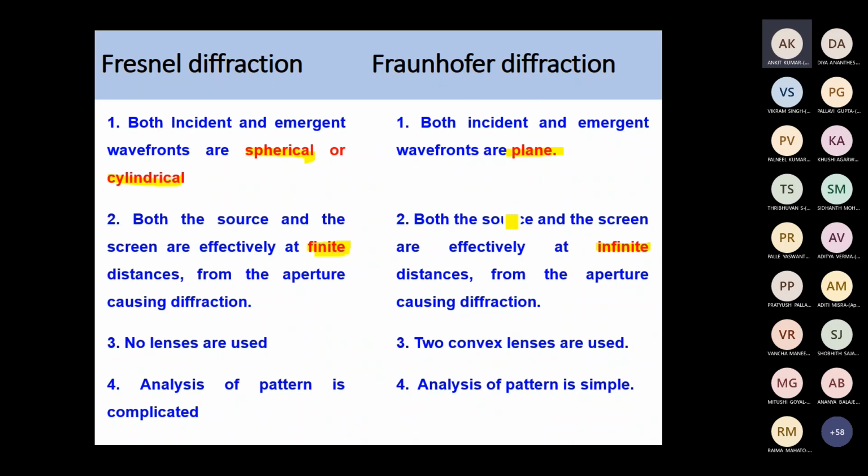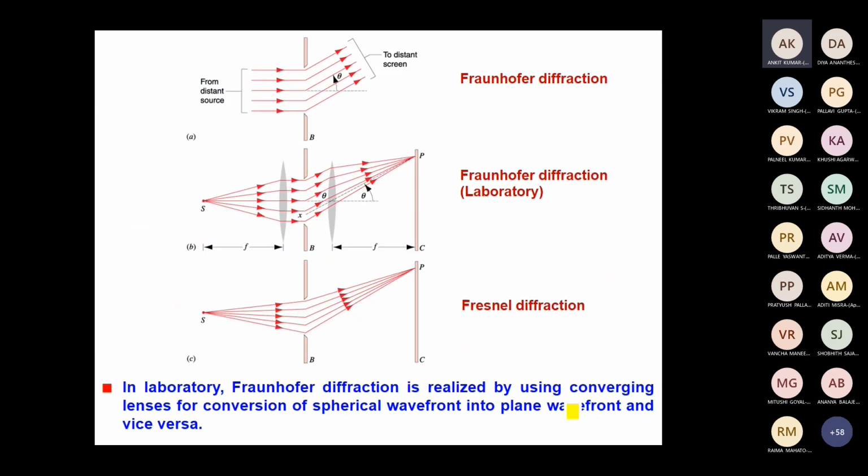One is the Fresnel type of diffraction, another one is the Fraunhofer type of diffraction. Both incident and emergent wavefronts are spherical here, and here they are plane. You have the source and screen at finite distance here, and at infinite distance here. You're not going to use any lens in this, and in this case you are going to use two convex lenses. The third one is regarding the analysis part. It's a little complicated here, and it is simple here. We will see the image. You can see there are two things. The first one is the Fresnel type of diffraction, as I was mentioning.